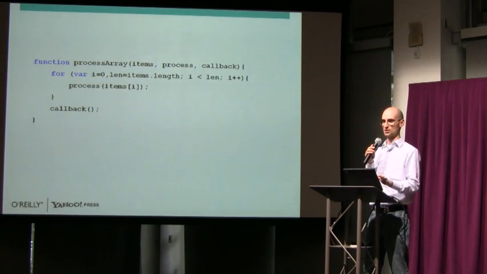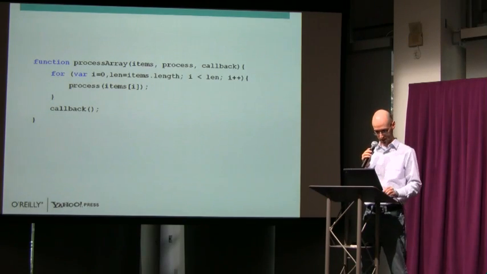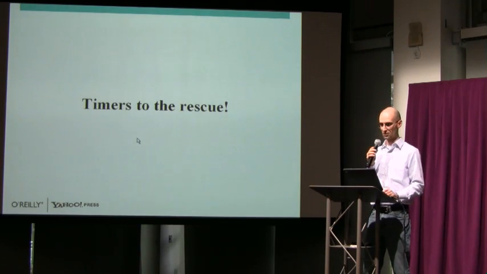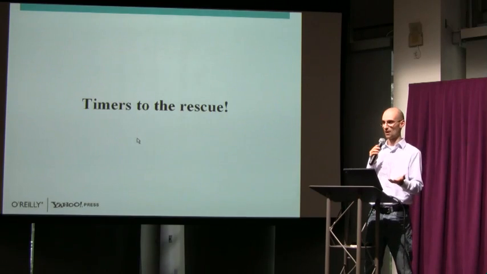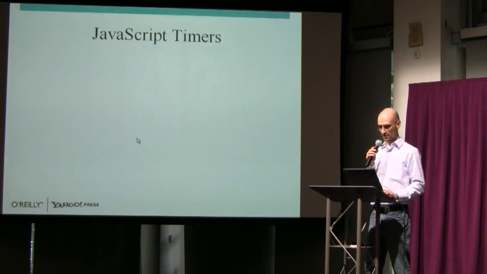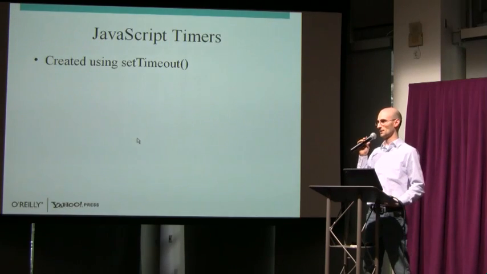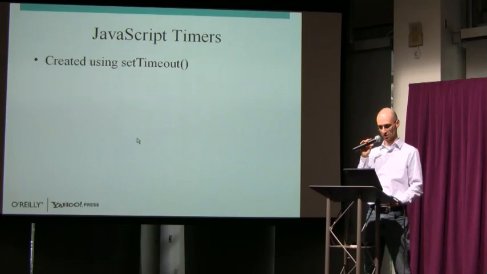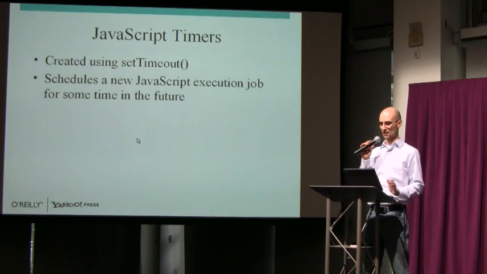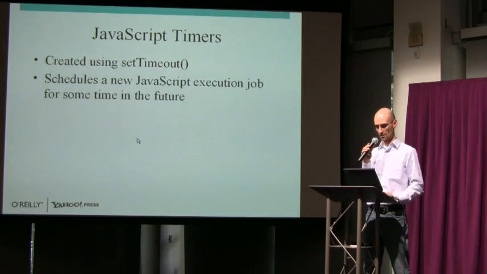And so you could take this and turn it into a sort. You could take it and turn it into some other sort of processing mechanism. But basically, what you can do is use timers and set timeout to help break up the jobs. And so JavaScript timers are really cool. Everybody at some point in time has used set timeout, I'm sure. But basically, it schedules a new JavaScript execution job for some time in the future.